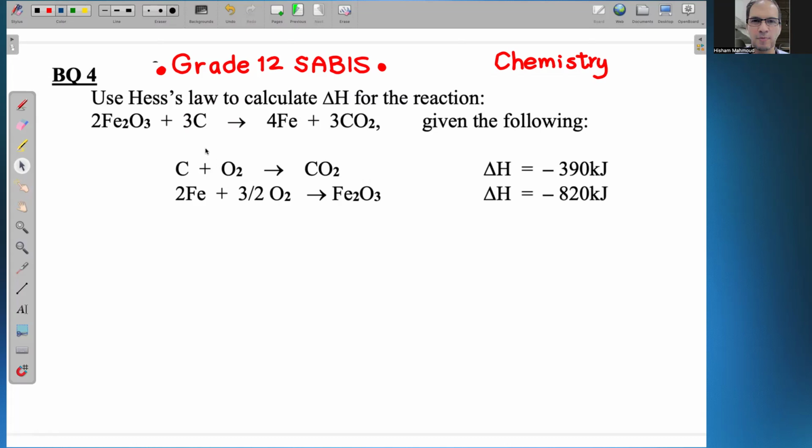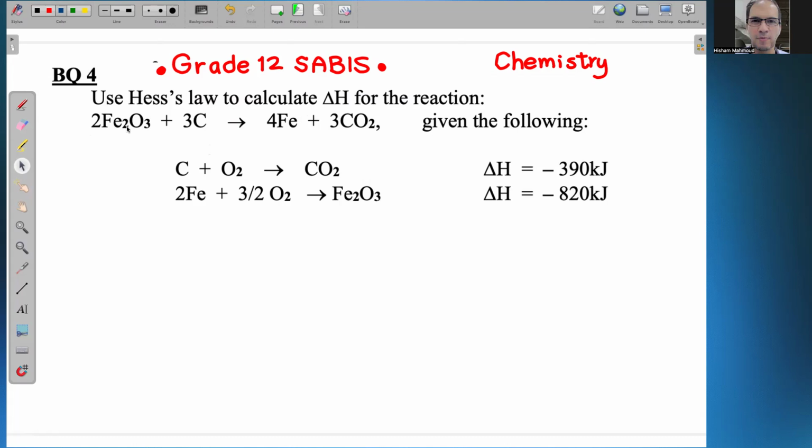In the next question, he was asked to use Hess's law to calculate the delta H for the reaction. There is one reaction where iron(III) oxide is reacting with carbon and being reduced into iron, and carbon is oxidized into carbon dioxide. This is the equation that I need to find its delta H using two other equations: burning of carbon with oxygen and burning of iron with oxygen.